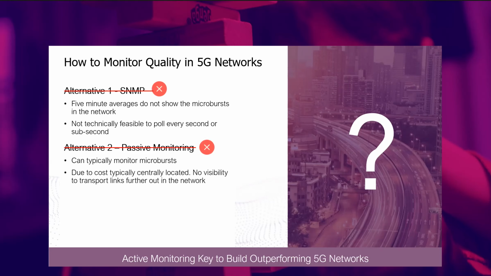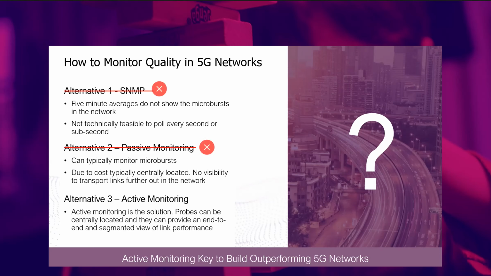So that is the reason for the topic today, and why you need active monitoring. With active monitoring, you can still locate the probe centrally, but it still provides an end-to-end view over all of the network. And in fact, even though you have it centrally located, you can also have a segmented view of link performance as well.